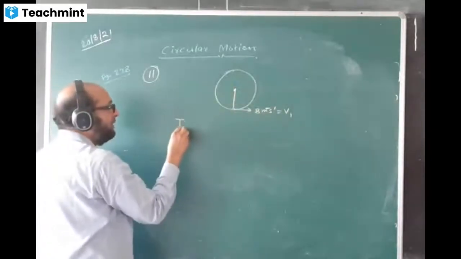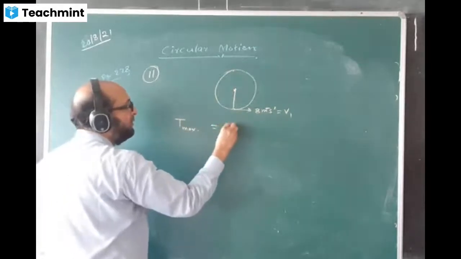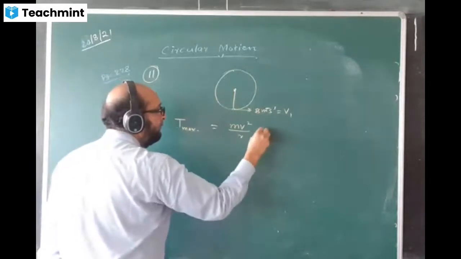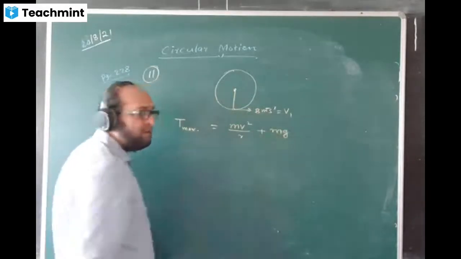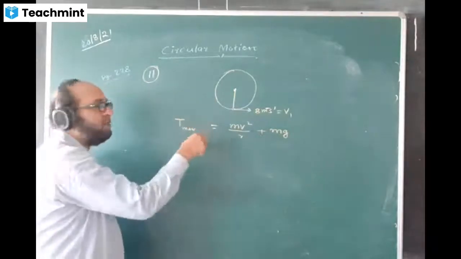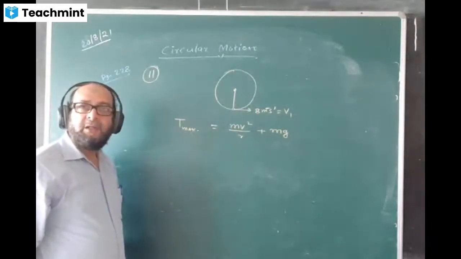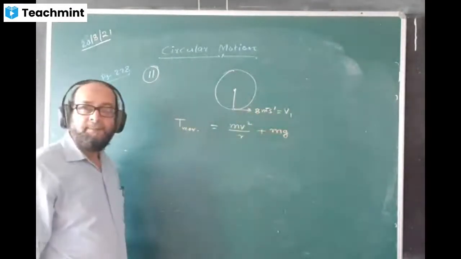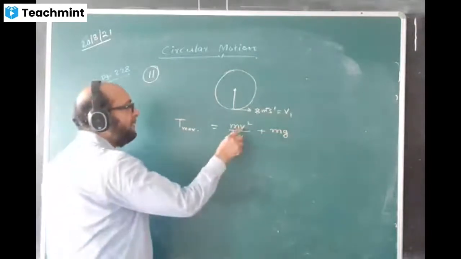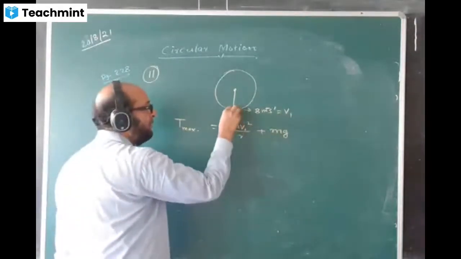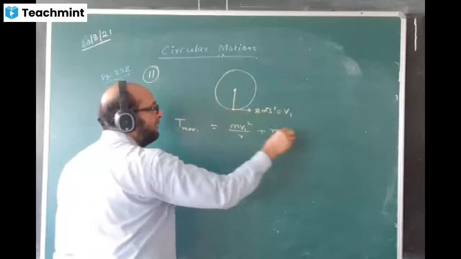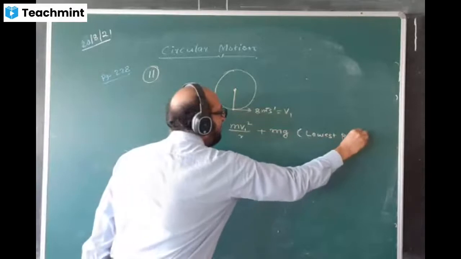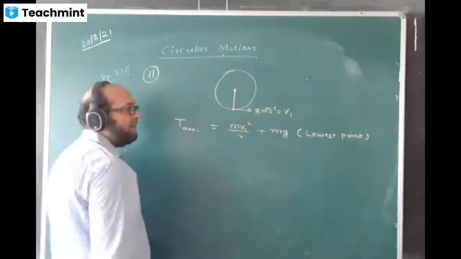What is the formula of tension at T max? The formula is mv squared by r plus mg. This was the formula because actually we write T minus mg cos theta, and cos 0 degree is 1, minus mg will go to the other side and become plus mg. This v is the velocity at the lowest point. This happens at the lowest point. Maximum tension will be there at the lowest point.